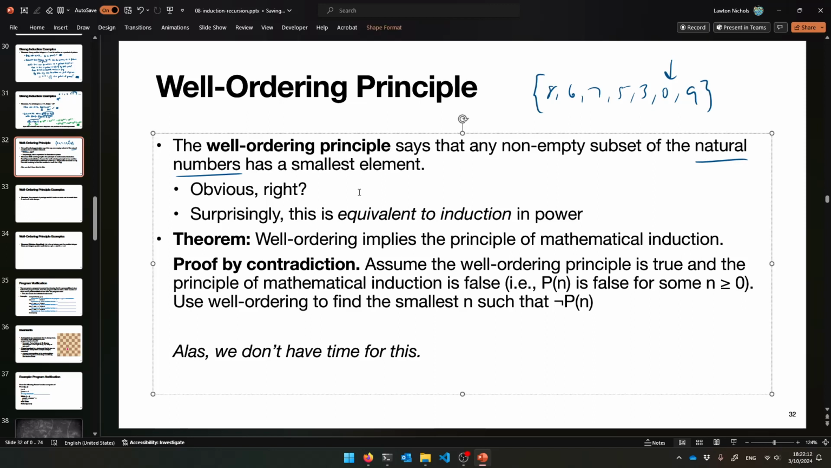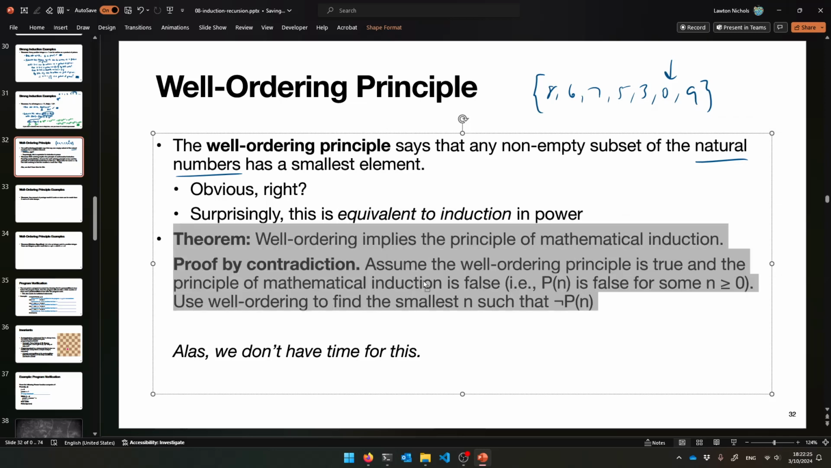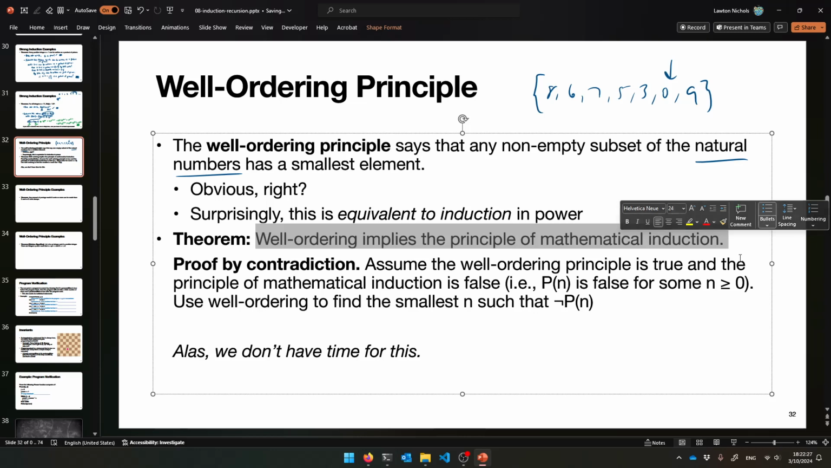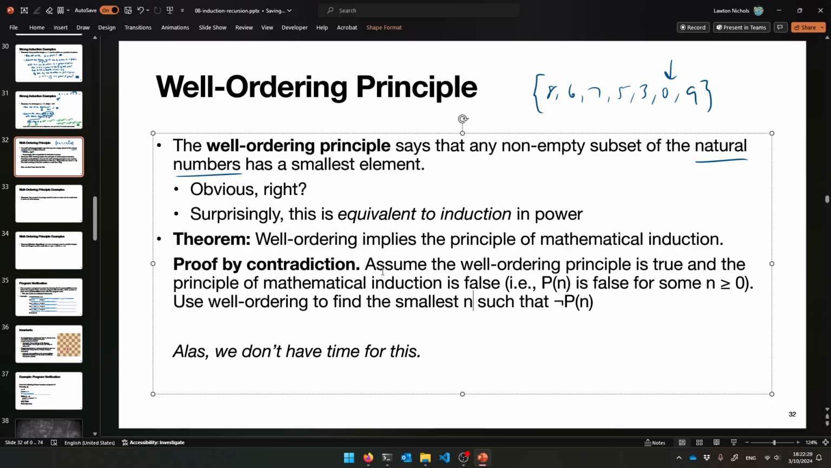But surprisingly, just being able to find the smallest thing in a non-empty subset of natural numbers is somehow equivalent to induction, all right? There is a proof. You can prove that well-ordering implies mathematical induction and also the other way around. If you want to read this, it's a proof by contradiction.